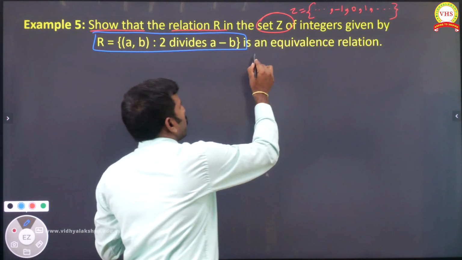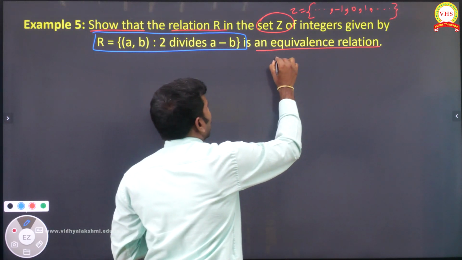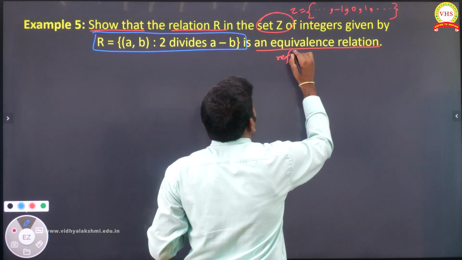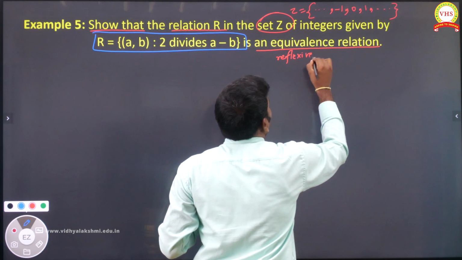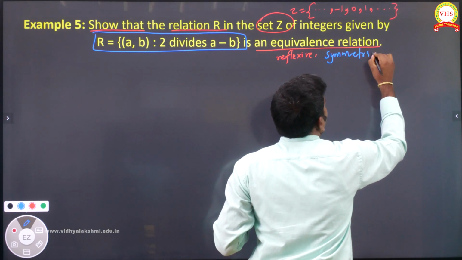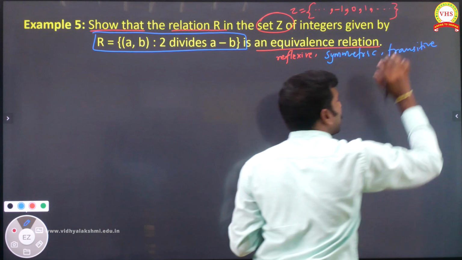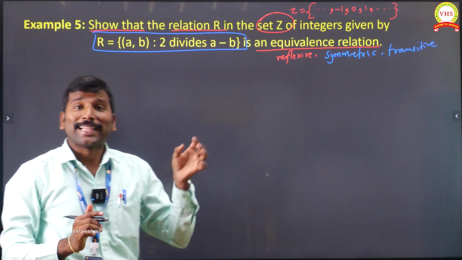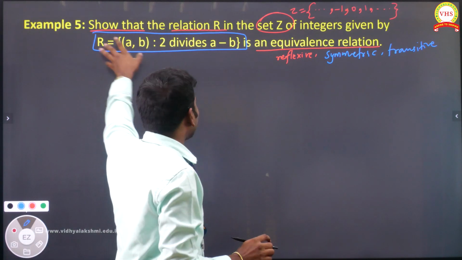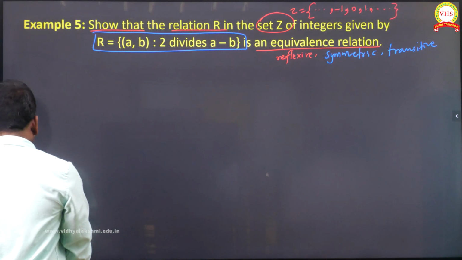Then we have to show that it is an equivalence relation. Equivalence relation in the sense it must satisfy reflexive, symmetric and transitive. All these 3 conditions should be satisfied. Then only we can say that R is an equivalence relation. One by one we'll check.